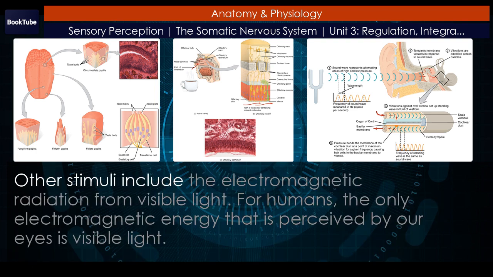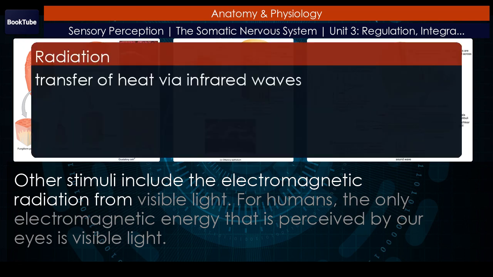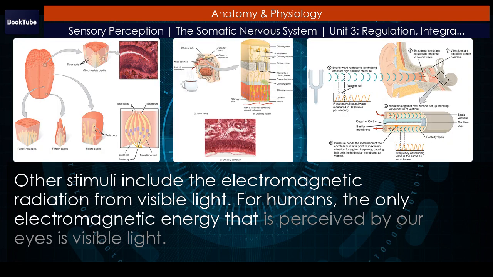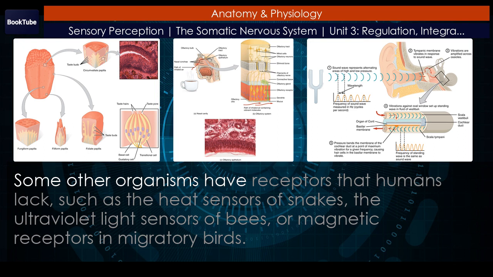Other stimuli include the electromagnetic radiation from visible light. For humans, the only electromagnetic energy that is perceived by our eyes is visible light. Some other organisms have receptors that humans lack, such as the heat sensors of snakes, the ultraviolet light sensors of bees, or magnetic receptors in migratory birds.